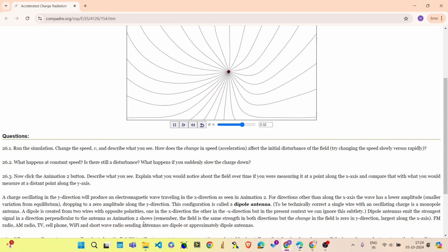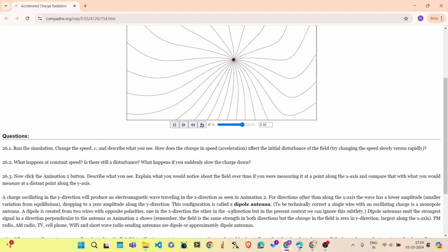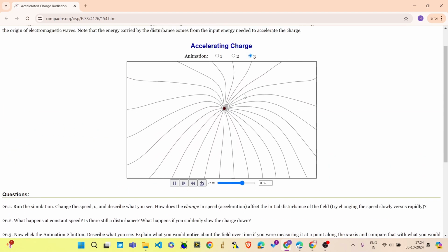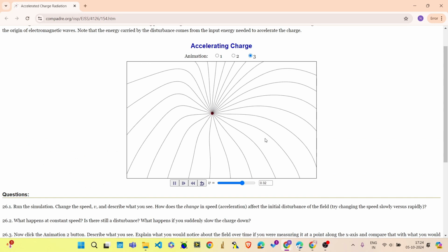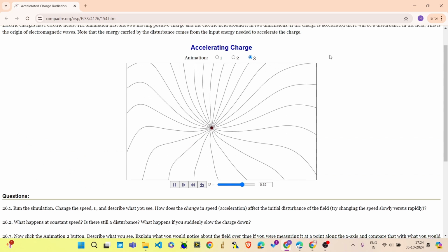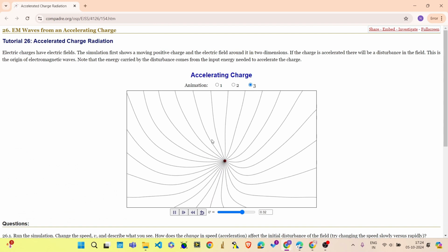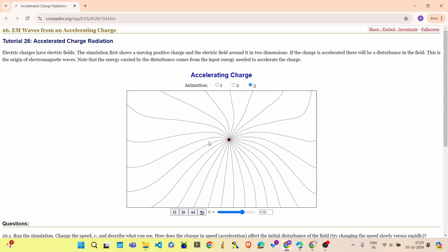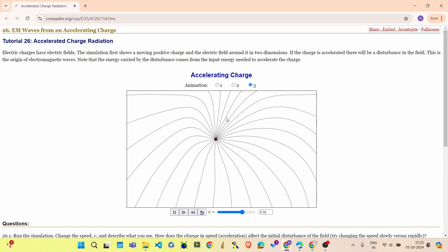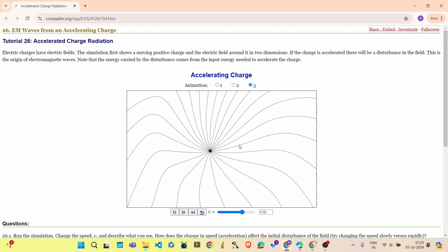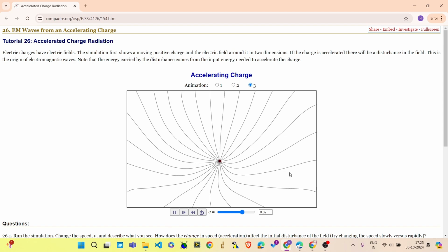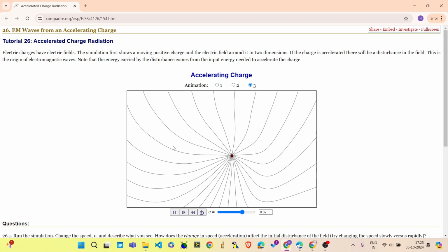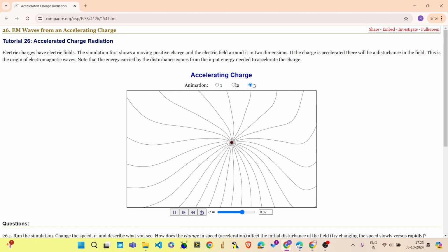Okay, and that's it. You can explore this website for your understanding, and you can read about it here. But you can see in the animation how these accelerating charges are radiating. So it is moving in the x direction. You can see that the field lines are changing in x.